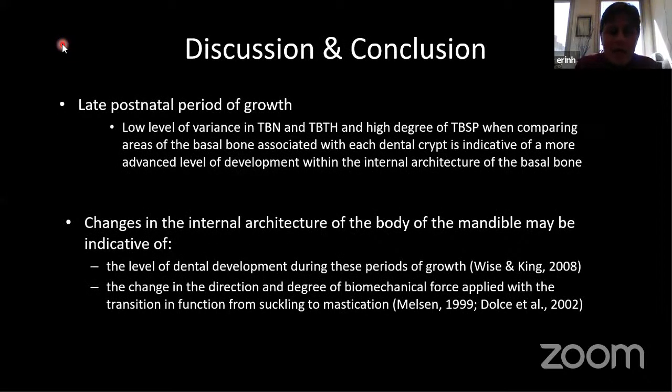Looking at the late postnatal period of growth, we found a low level of variance in trabecular number and thickness, but a high degree of spacing when compared across areas of the basal bone associated with each dental crypt. Once again, this speaks very much to the advanced level of dental development within the internal architecture of the basal bone. Changes in the internal architecture of the body of the mandible, as we have concluded, are very much associated with the level and degree of dental development during these periods of growth, but are also very much linked to the change in the direction and degree of biomechanical force applied to the mandible with the transition in function from suckling to mastication itself.